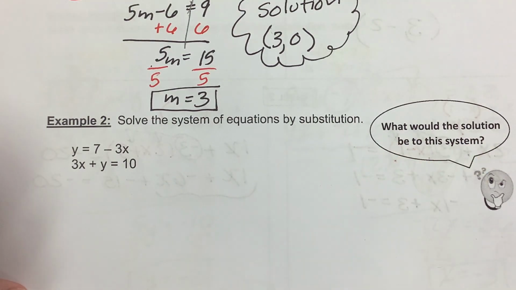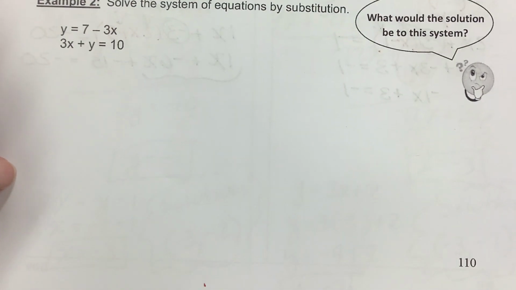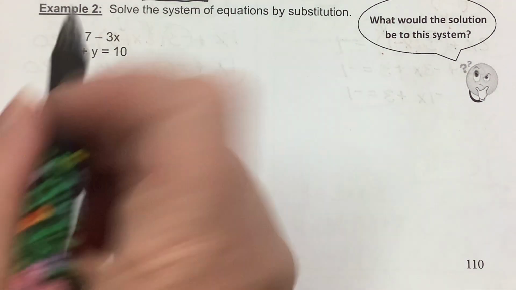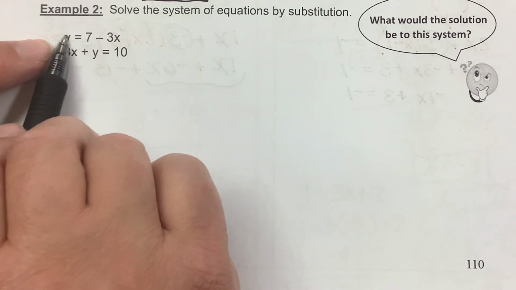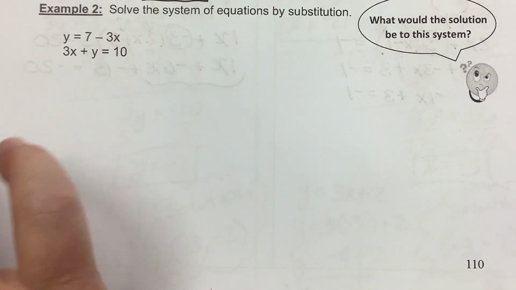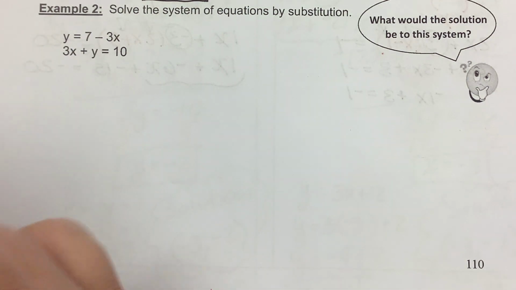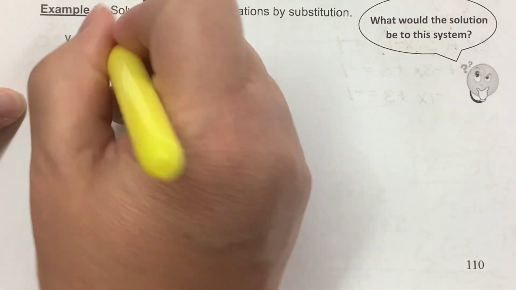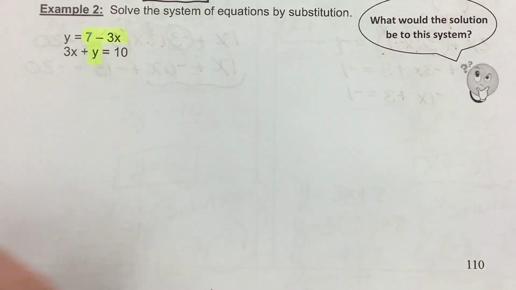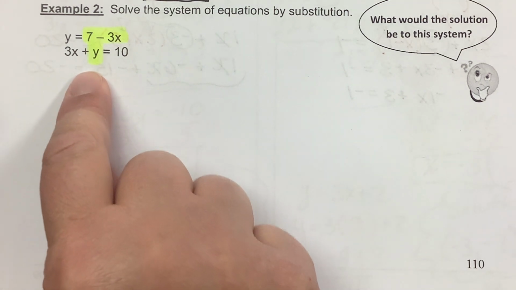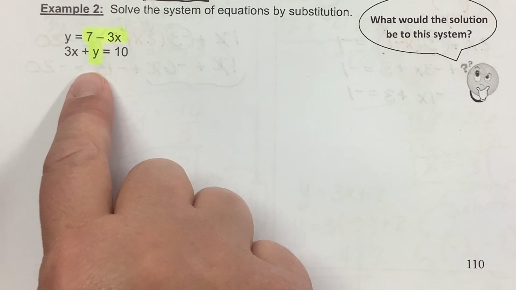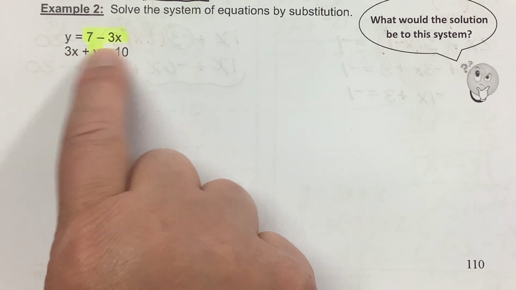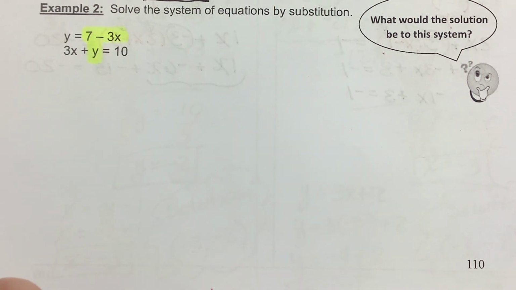What would be the solution to this system? I don't know. Let's find out. This equation has the y isolated, so it is 7 minus 3x that's going to be substituted for y. Now, the y in the second equation does not have a coefficient. In other words, there's no number in front of the y. So I don't have to put parentheses around 7 minus 3x because I'm not distributing anything.